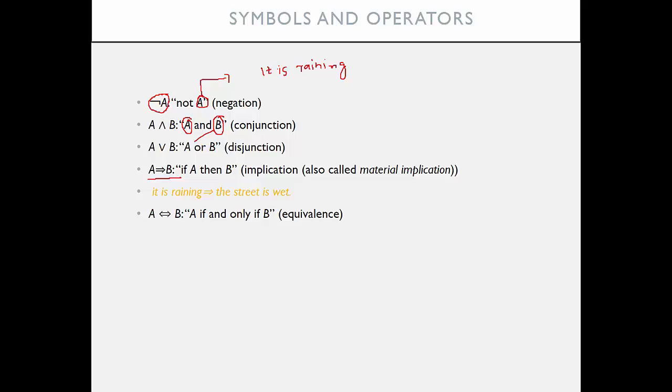If and only if. For example, if I work hard, only then will I qualify for this exam. That will be represented with this operator, and it's called equivalence. So when we have and, it's called conjunction. When we have or, it's called disjunction. When we have implication, we will have this kind of symbol, and then we have equivalence.